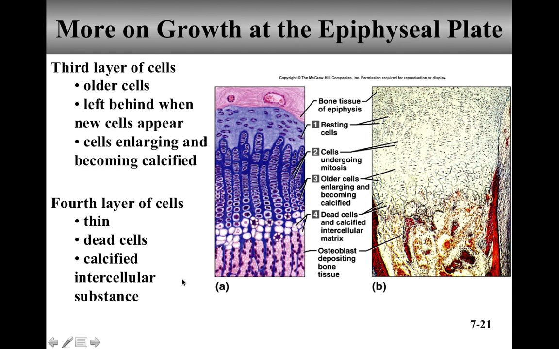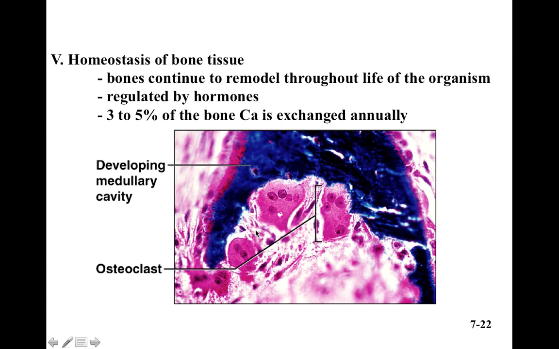So that's kind of cool. You don't by any means need to break these down into 4 steps and memorize them, but just understand that it grows starting at the epiphyseal plate and grows away from the epiphyseal plate, and you'll be in pretty good shape. So a little note about homeostasis in bone tissue.